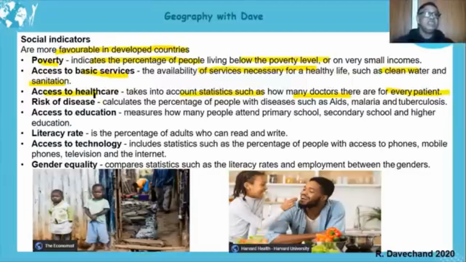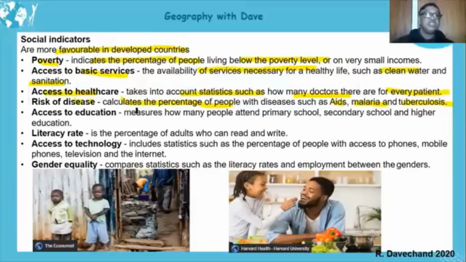Risk of disease calculates the percentage of people with diseases such as AIDS, malaria, tuberculosis. And obviously, again, it will be higher in the LEDCs because of lack of general high quality medical care, etc. And again, it affects the quality of life. Again, it affects development.